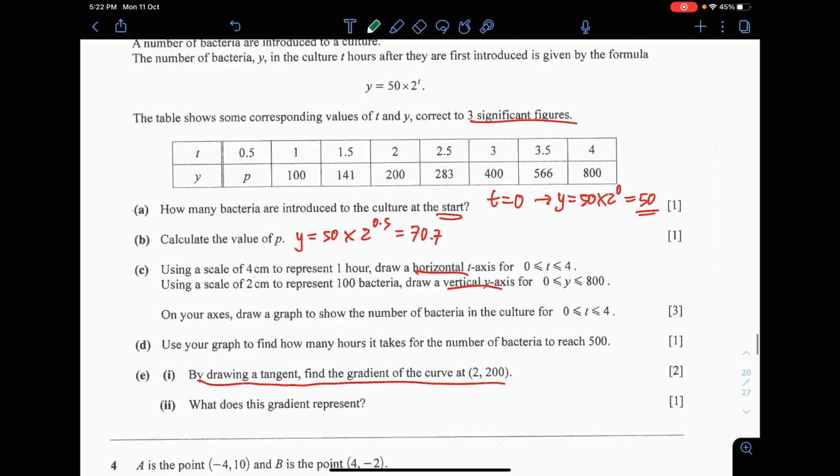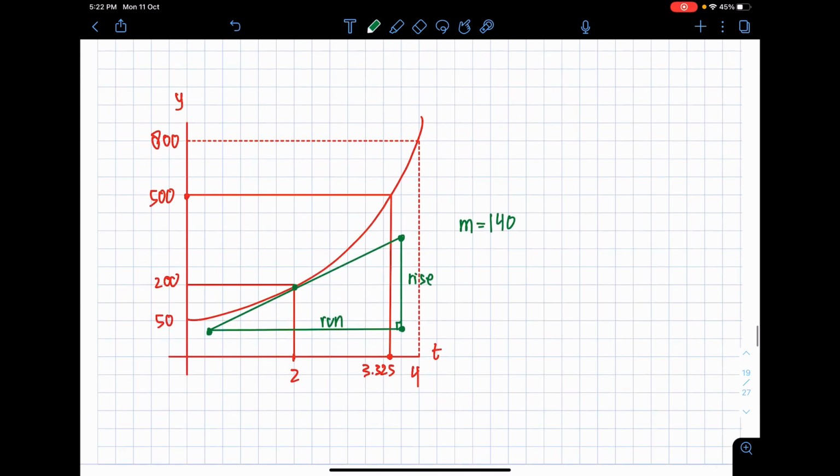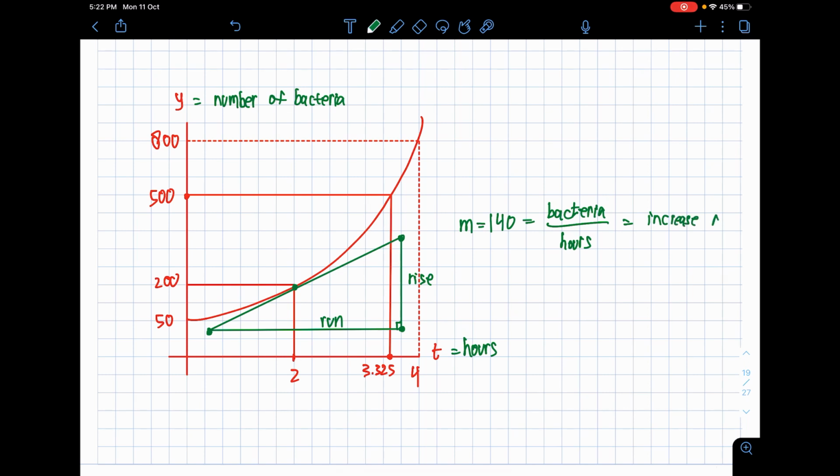Anyway, what does this gradient represent? I think it's quite important to know what it is that you are actually doing, right? Now remember, what is the subject in this graph? Y is the number of bacteria, and then T is the amount of, is it hours or seconds? I think it's hours, right? Yeah. So you know that you are just taking the population of the bacteria divided by hours. Meaning to say this is actually the rate of increase of the bacteria.